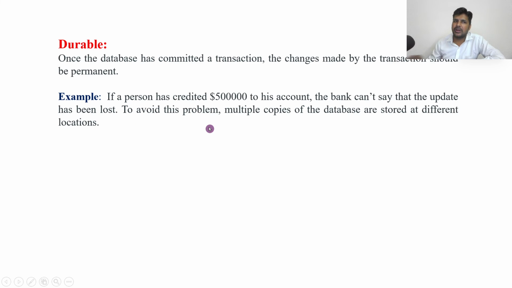Okay. So what are the 5 properties? Atomicity. Atomicity means either the transaction will succeed or fail, not in between, right?